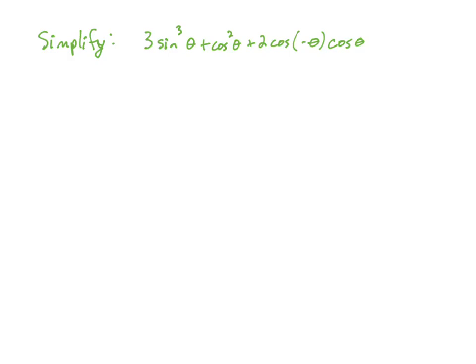Alright, so let's ramp it up a little bit. We need to simplify this expression: 3 sine cubed of theta plus cosine squared of theta plus 2 cosine of negative theta times cosine of theta. Oops, I made a mistake in how I was writing this. This is not cosine squared, this should be cosecant. Hang on, I'm looking at my notes. Okay, the cosine squared of theta is actually correct, but in that first term I want to have 3 sine cubed theta times cosecant theta, and then everything else was correct. Okay, so this is what we want.